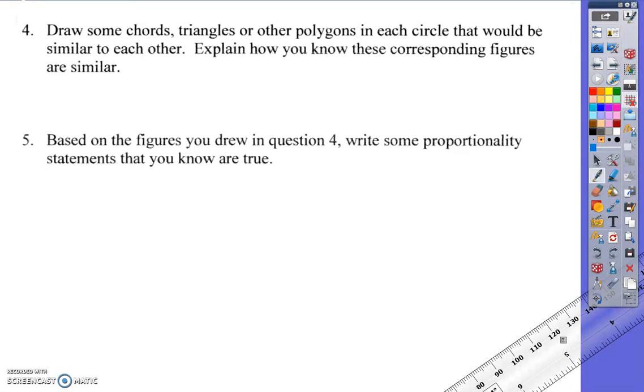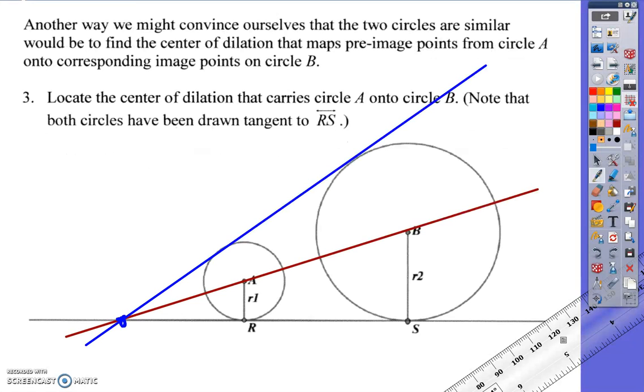Draw some chords, triangles, or other polygons in the circle that would be similar. We're going to come back to that. We'll go ahead and pause this. We'll call this the end of this video. We'll get back to this in the next one.